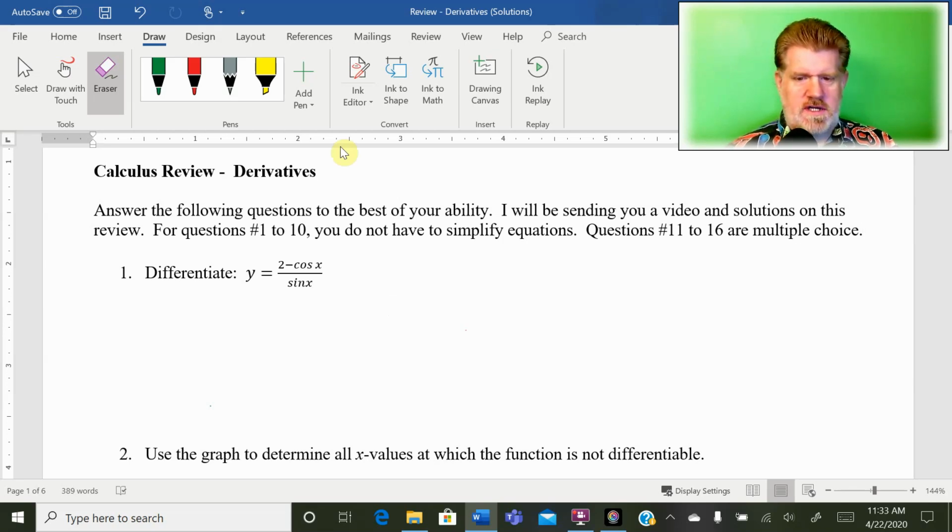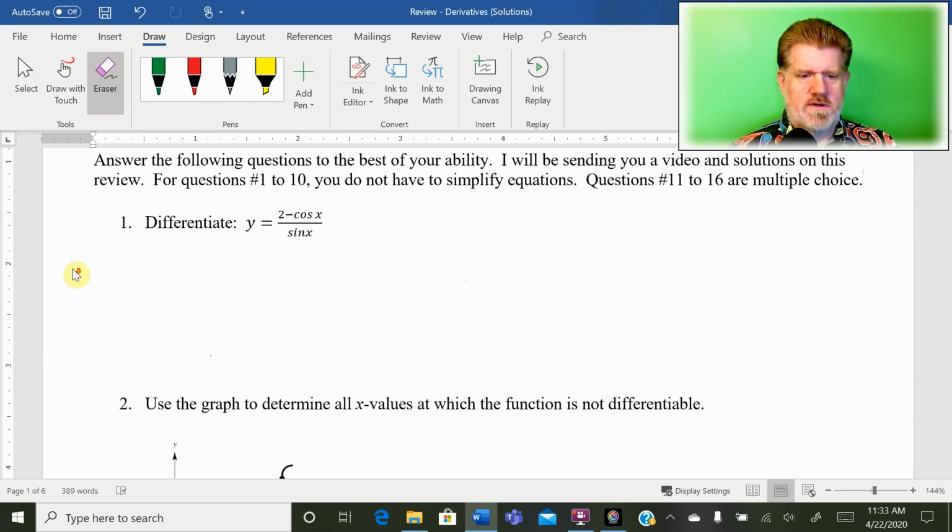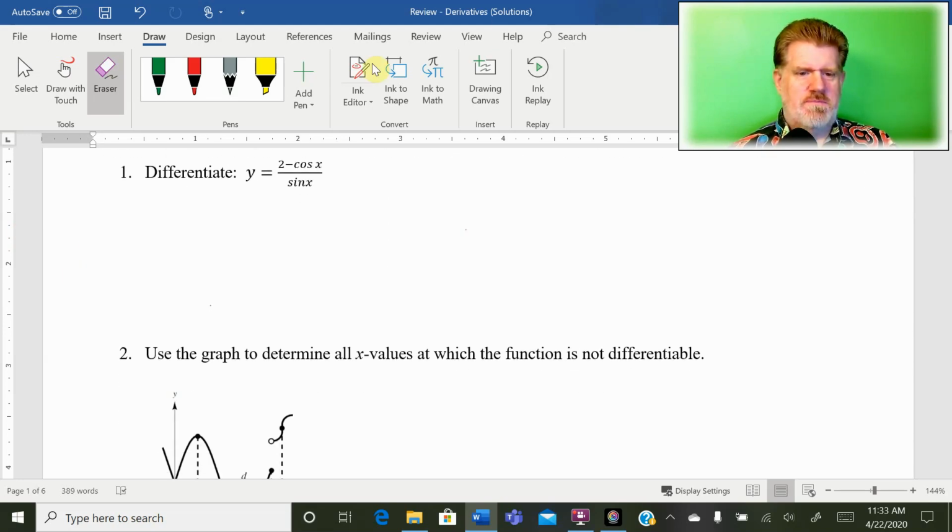Now, I notice I say here, I don't mind if you simplify them, and that's true. But what I'm going to do is give you some basic tips for simplification in case it calls for it.